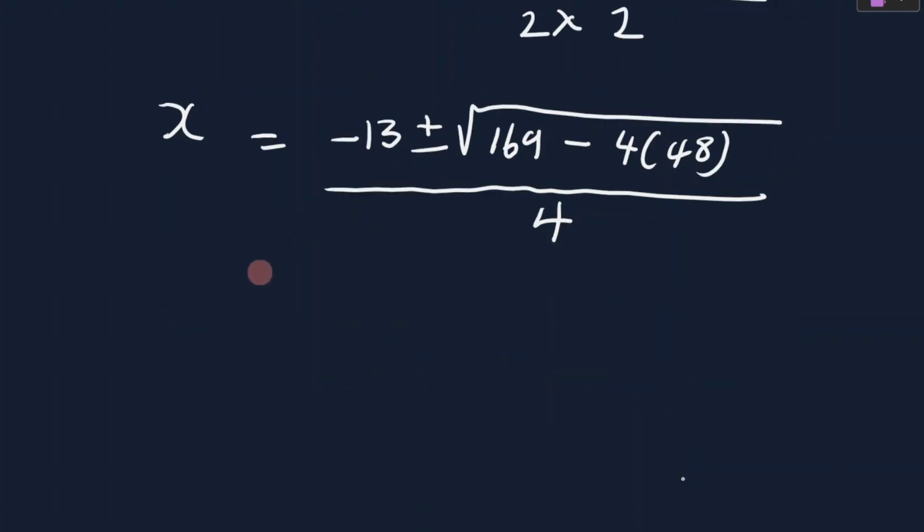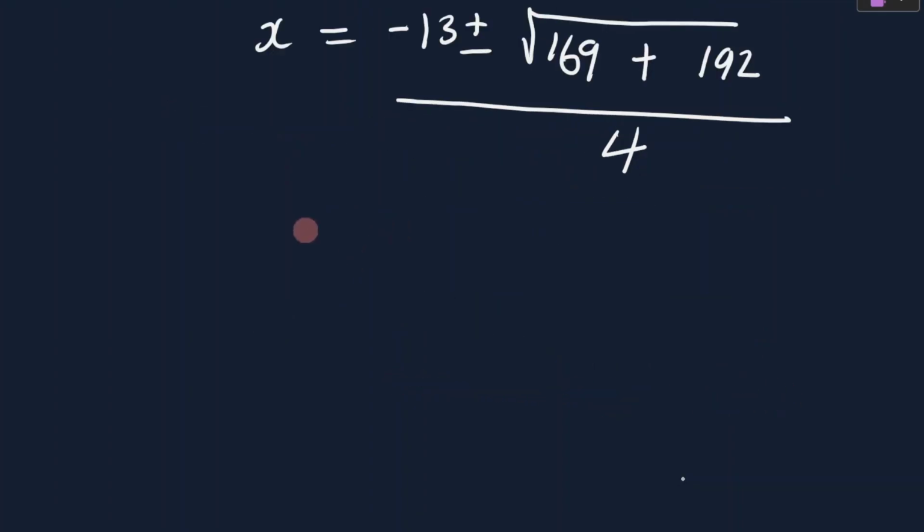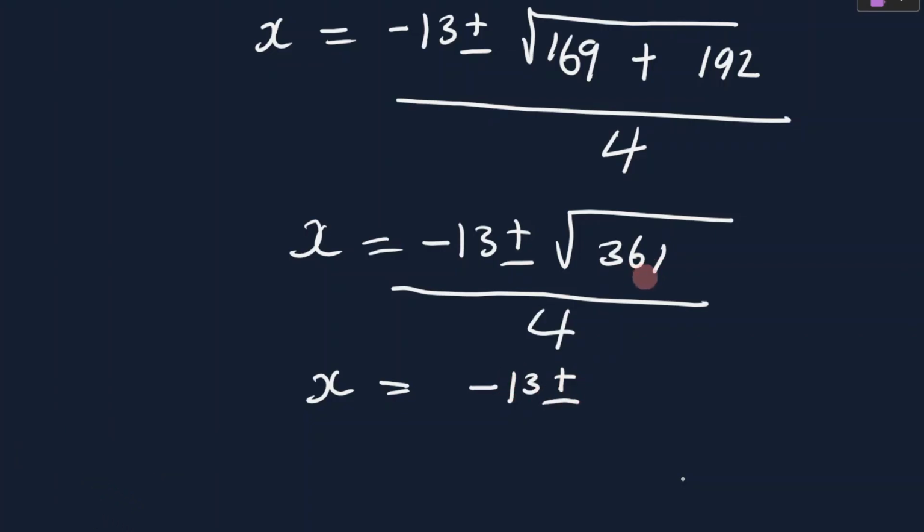So the next thing, we have s equal to negative 13 plus or minus the square root of 169. When negative 4 multiplies negative 48, we have positive 192, which is divided by 4. Therefore, our s is equal to negative 13 plus or minus the square root of 361, divided by 4. The square root of 361 is 19, all divided by 4.